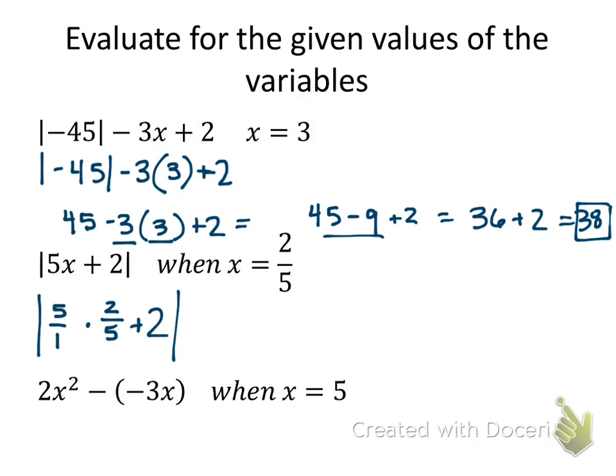Do you see anything that I can do here before I multiply to make my process easier, Madison? You can cross out both sides and replace it with 1. Exactly. I say, oh, look, there's a common number that goes into 5, and it's 5. 5 goes into 5 one time, 5 goes into 5 one time. Well, now, what's 1 over 1 times 2 over 1? 2. So I have the absolute value of 2 plus 2.